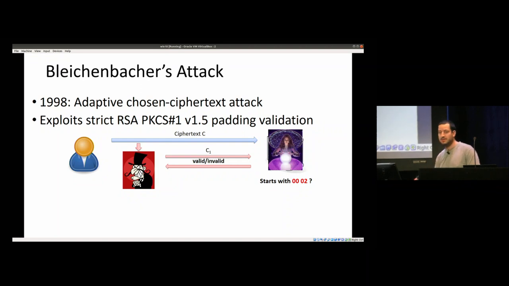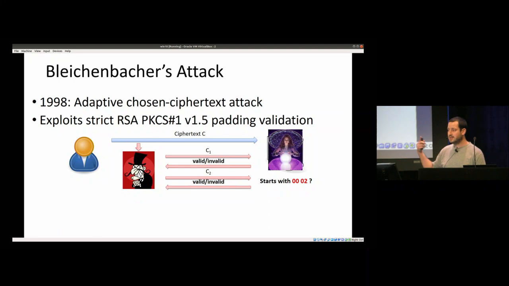And then we're going to adaptively continue to modify the ciphertext, send more and more ciphertext, get more answers, more data, and in the end, we can use this information to try to actually decrypt the ciphertext and recover the plaintext. So this is our Bleichenbacher work, and now we want to take TLS.